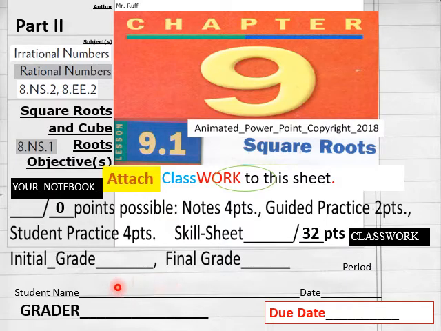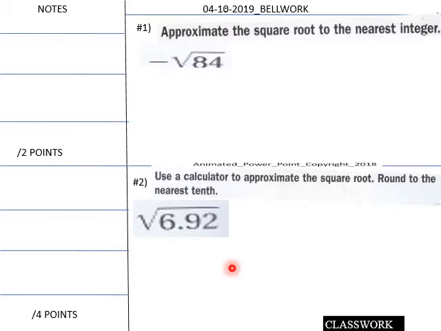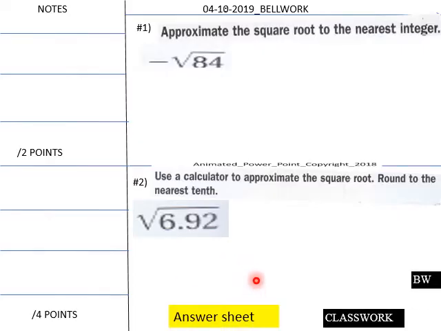Let's go to page 1, the bell work for part 2, which is kind of rare. Students and teachers, number 1: approximate the square root to the nearest integer for this one here, and then down here use a calculator to approximate the square root, rounding to the nearest tenth. And teachers, give your students about 3 minutes. See you in 3.